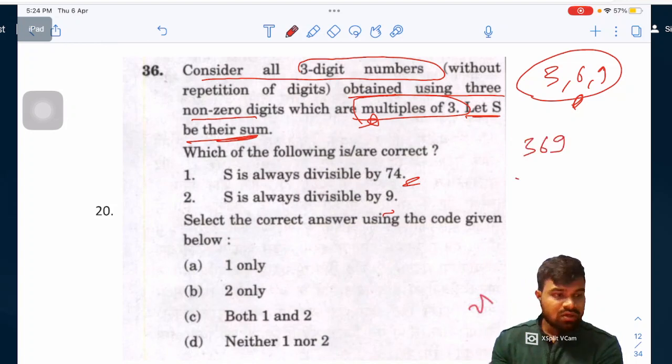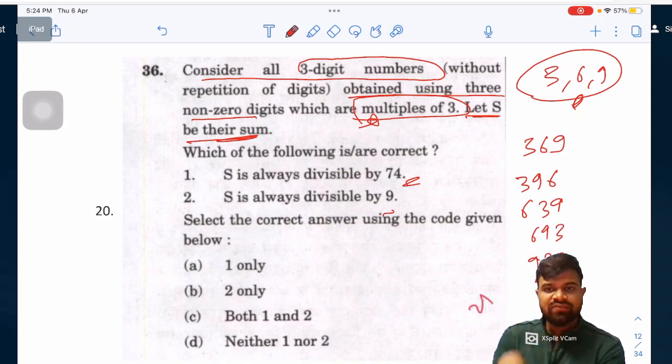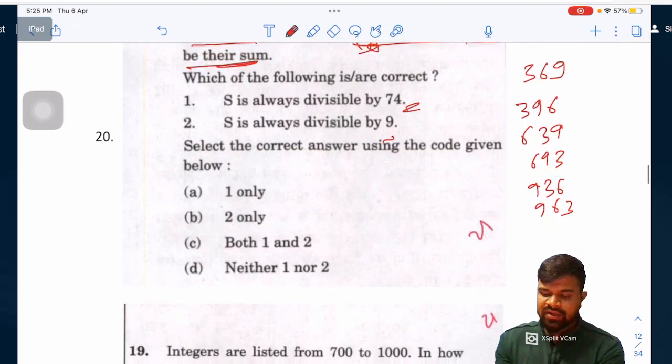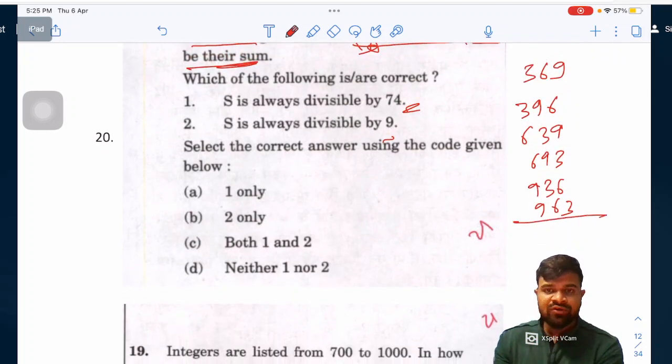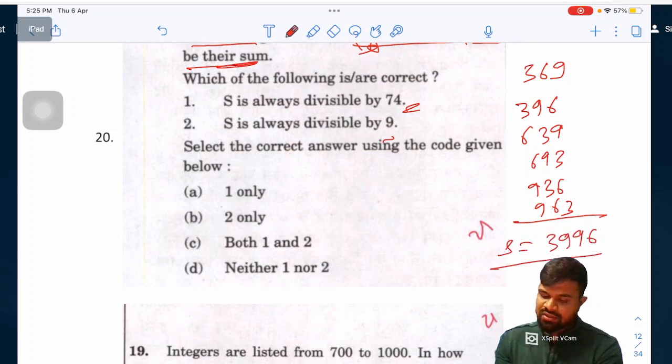The numbers are 369, 396, 639, 693, 936, and 963. When you add them all, you find S is equal to 3996. Try to do it by yourself. S is equal to 3996.